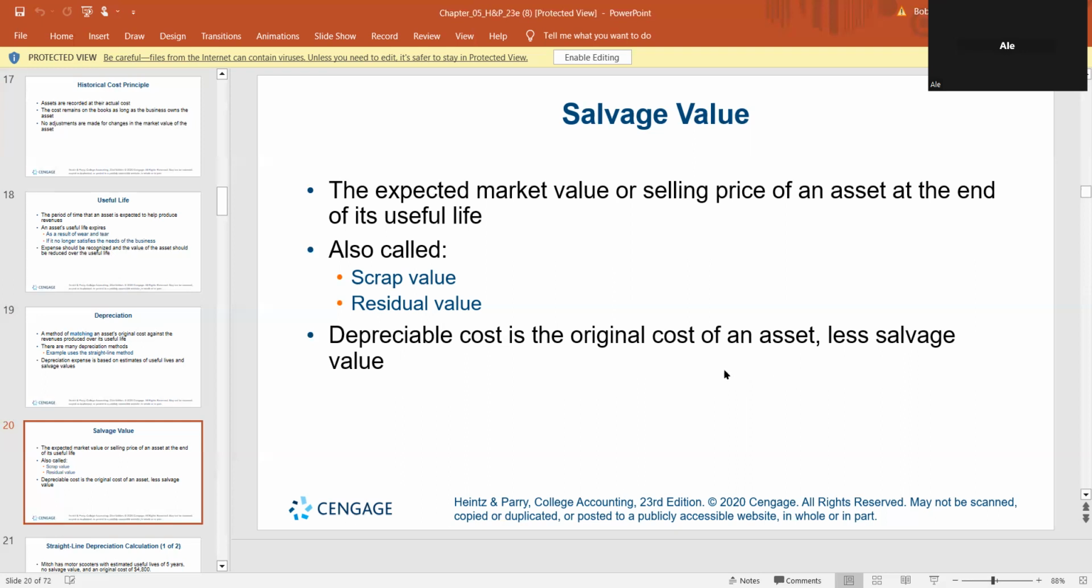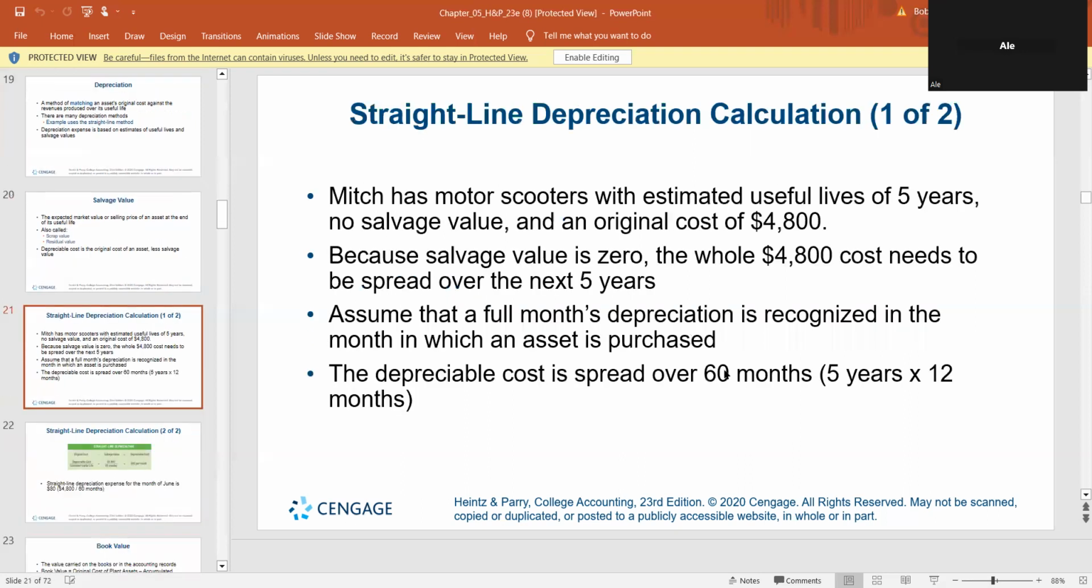Depreciable cost is the cost of the asset less salvage value. Let's skip that for just a second. Here's your first look at the adjusting journal entry called straight line depreciation expense. Mitch bought scooters, $4,800, and they have a useful life of 5 years. Mitch can deliver pizzas for the next 5 years, okay? Salvage value is 0. That makes it a little bit easier. We don't have to worry about the salvage value. That just means we're going to depreciate the entire $4,800 over the next 5 years or 60 months.